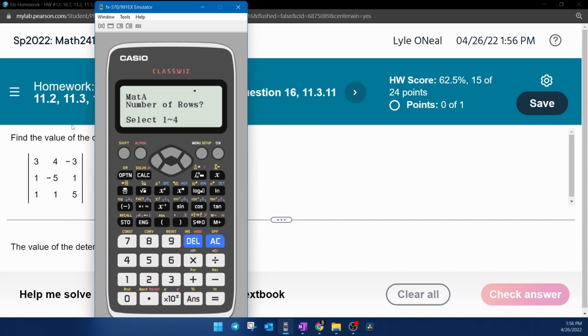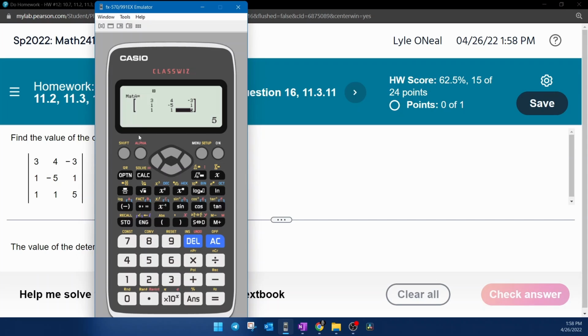And it says how many rows are there? 1, 2, 3. This is a 3 by 3. 3 rows and 3 columns. And then you simply need to input the numbers given. So 3 equals, 4 equals, negative 3 equals. And then it shifts to the next row. 1, negative 5, 1. Last row, 1, 1, and 5. Now you do need to hit equals one more time to store that.